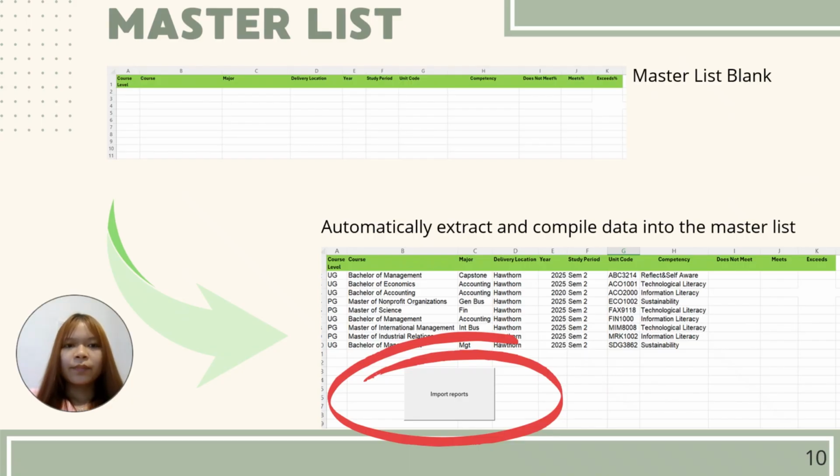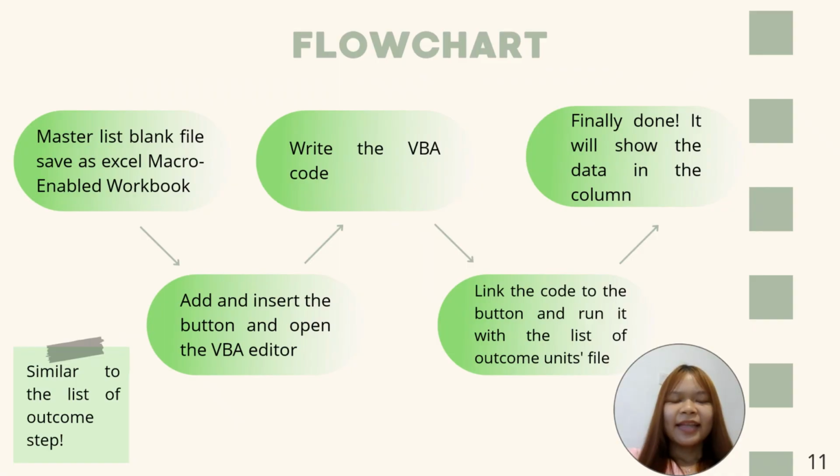Now we move to the master list. The master list automatically compiles all the data together. The steps are similar to the AOL report. This is the flowchart to generate the master list. We open the blank master list file, save as an Excel macro-enabled workbook, then insert the button and open the VBA editor. Then write the VBA code and run it. It's kind of the same as the steps for the AOL reports.